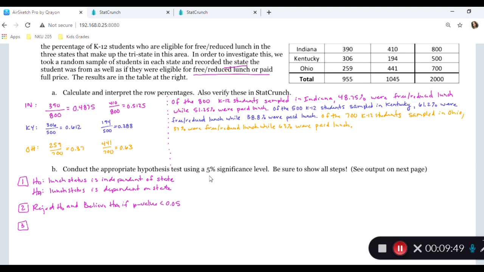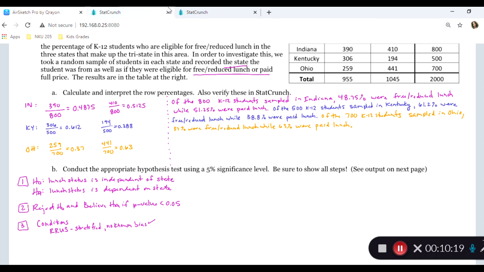For step 3, the first thing that we need are our conditions. So we need a relatively random and unbiased sample. So they took a random sample from each state. So really what they've done here is a stratified sample, because they went to each state and then sampled students there. This doesn't seem to have any known bias from what they have given me here.